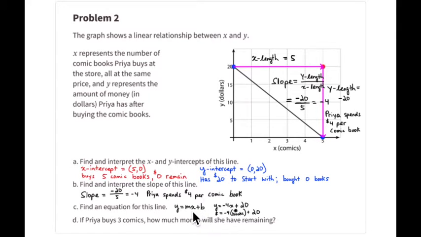Well, if you write the equation in this form, y equals mx plus b, you know that m is the slope, and you know that's negative 4. You know that b is where it crosses the y-axis, the y-intercept, you know that's 20. So the equation is going to be y equals negative 4x plus 20, because she spends $4 for each comic book, but she started with $20.